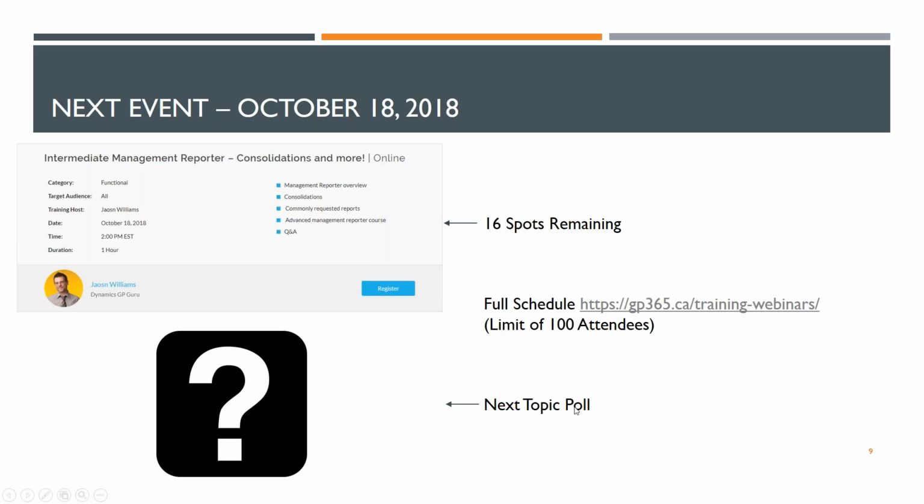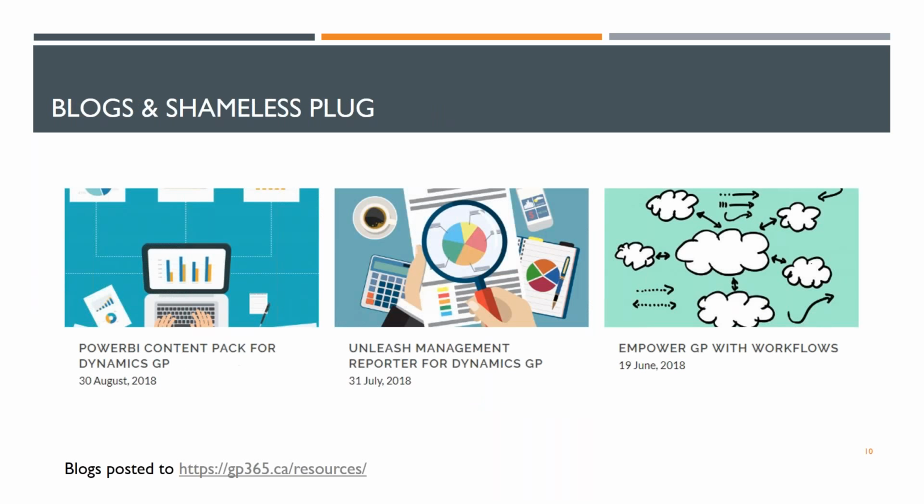The next event, I actually meant to insert a poll here, but I didn't do it. So instead, we're going to go with the flow. If anyone has an idea for what they would like, please email us at info@gp365.ca. We want to hear what you ultimately want us to cover. We've covered, I think at this point, 20 or 30 topics, but we want to turn it back to you. So if there's something you're interested in, please let us know, and we'll add that to our upcoming webinar list, as long as there's enough interest.